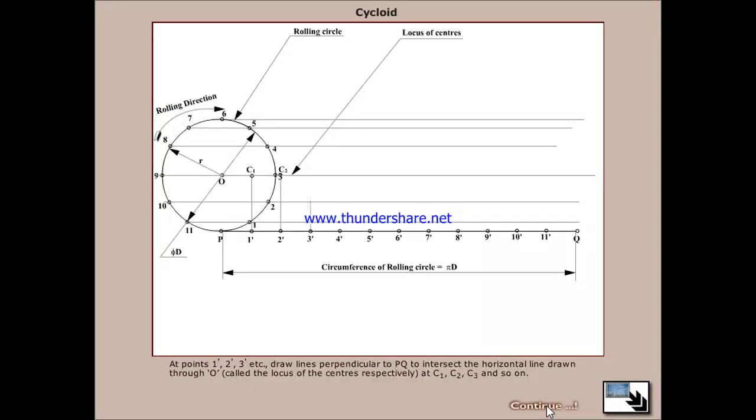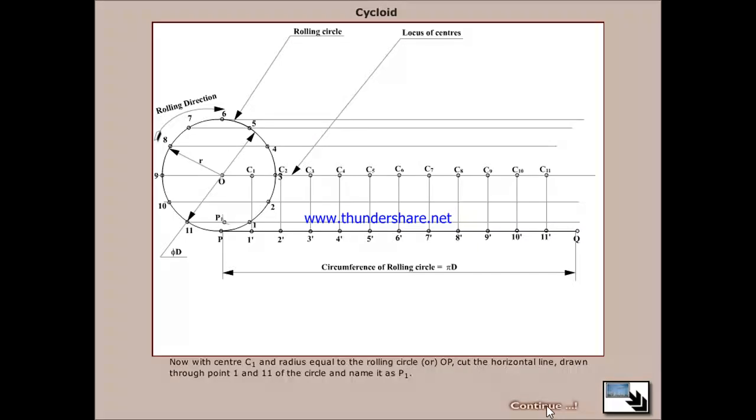At points 1 dash, 2 dash, 3 dash etc., draw lines perpendicular to PQ to intersect the horizontal line drawn through O, called the locus of centers, respectively at C1, C2 and so on. C1, C2 are called the locus of the centers. This center line will not change, so that's why it's the middle of the path.